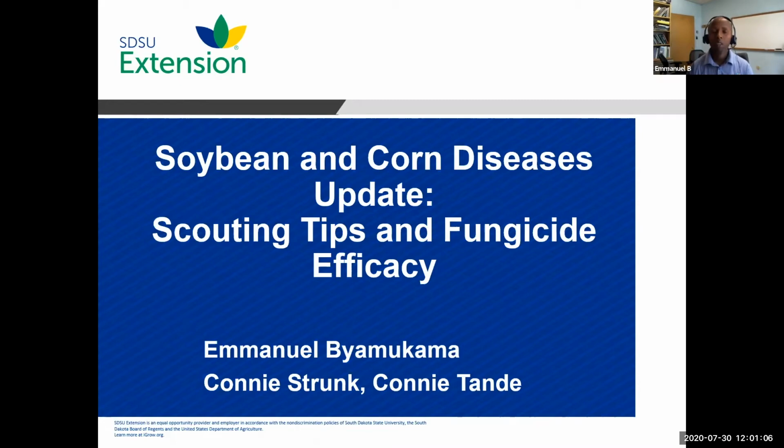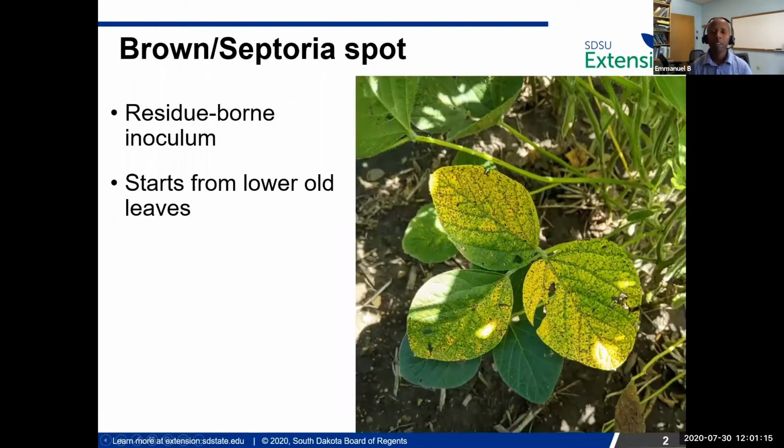So I'll start with soybeans and go through what we're seeing currently. Again, most of these diseases are going to be things you know, but it's just a reminder of what to look for and how these symptoms look. So I'm starting with brown spot or Septoria spot.